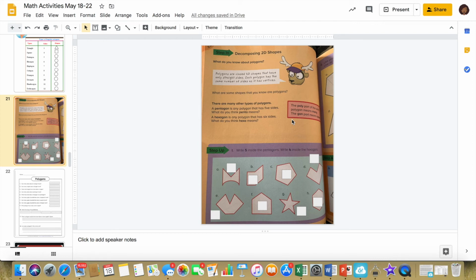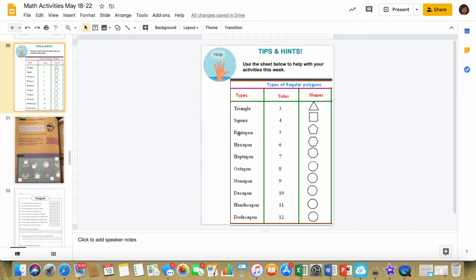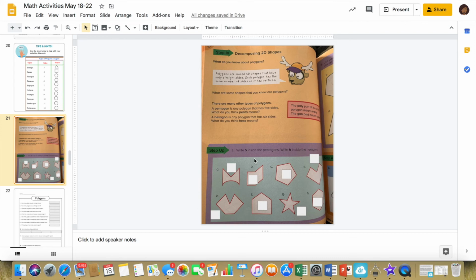What are some shapes that you know that are polygons? These are many other types of polygons. A pentagon is any polygon that has 5 sides. A hexagon has 6 sides. And we can go double check that because right here we say pentagon has 5 sides. Hexagon has 6 sides. So down here, you're going to write a 5 inside of the pentagon and a 6 inside of the hexagons. So you're just going to write, let's see, 1, 2, 3, 4, 5. So I'm just going to write a 5.